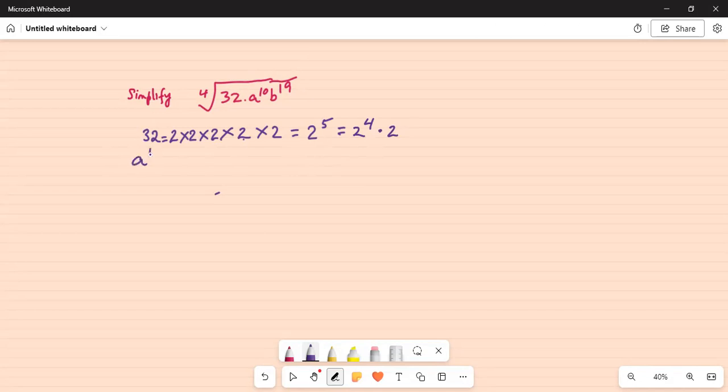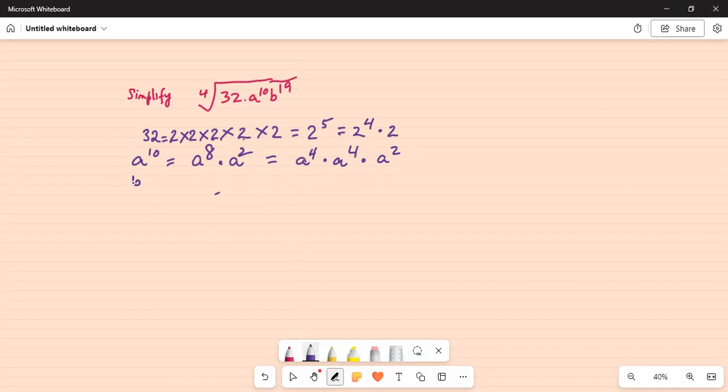Similarly, a to the 10 can be written as a to the 8 times a squared. a to the 8 can be further broken up into a to the 4 times a to the 4, and times a squared. This is a mistake earlier; this should be a squared, because 8 plus 2 is 10. Similarly, 4 plus 4 is 8, and 8 plus 2 is 10.